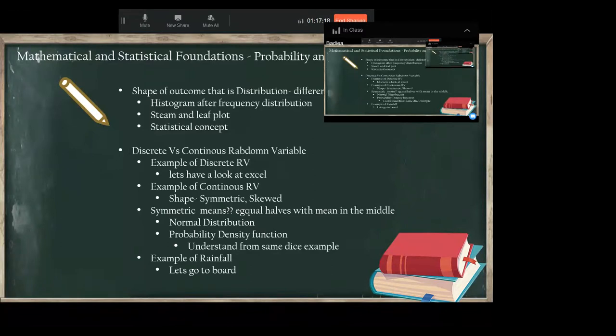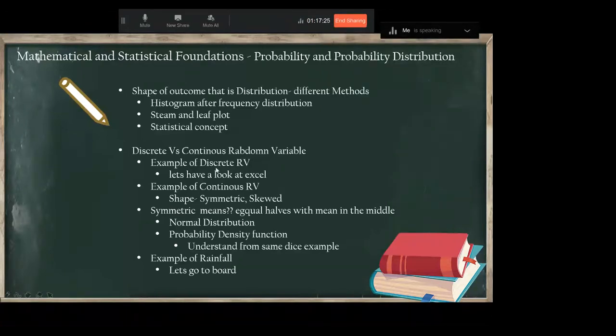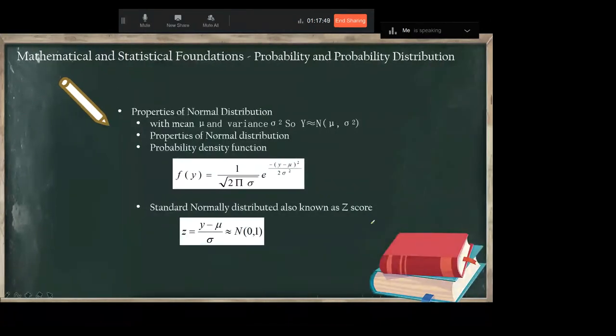So now you know the difference between a discrete and a continuous random variable, and we have solved this through different examples. We know the symmetric normal distribution and the probability density function. Understand from the dice example, it is the same thing. We learned about the probability and the properties of the normal distribution, mean mu and variance sigma square. Why I put it here double, mu sigma square, these are the properties. That's the probability density function, and the standardized normal distribution is, you know, why the mean is 0 and the variance is 1.